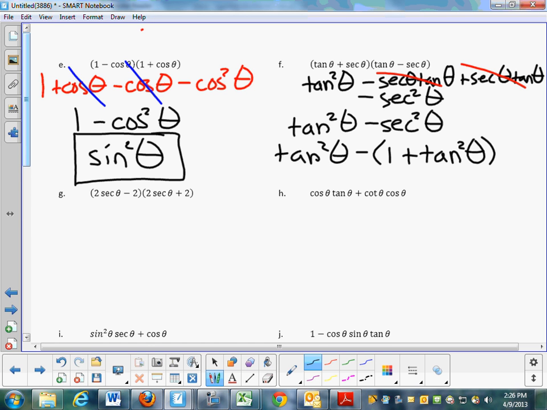Number what? 6 on your list? No, it says secant squared minus tangent squared is 1. Yeah, I'll show you. But does everybody see how I got this? There's more than one way to do the problem. Distribute your subtraction sign through. Tangent squared of theta minus 1 minus tangent squared of theta. So they cancel, leaving you with -1, right? -1 is the result.